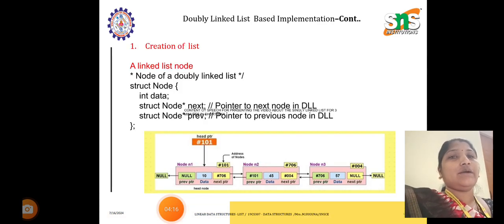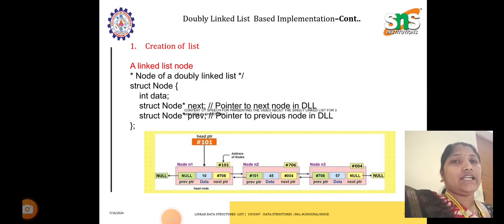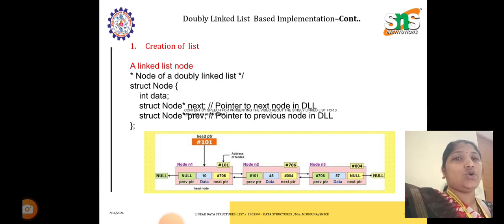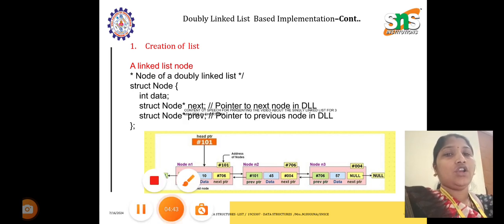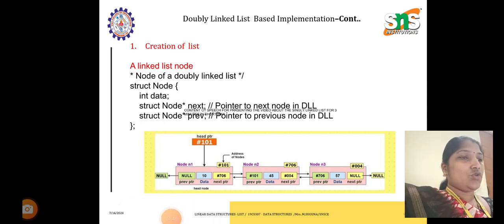So here is an example of creating a doubly linked list. For that we use a structure. There will be a data field, and we create two pointers. One is the next pointer, which denotes the pointer to the next node in a doubly linked list, and the previous pointer denotes the pointer to the previous node in a doubly linked list. So this is how the doubly linked list will look. We will look into the detailed operations of insertion, deletion and traversal in the upcoming classes.